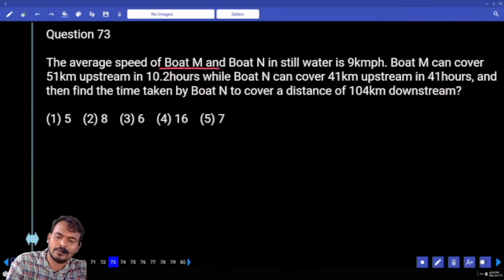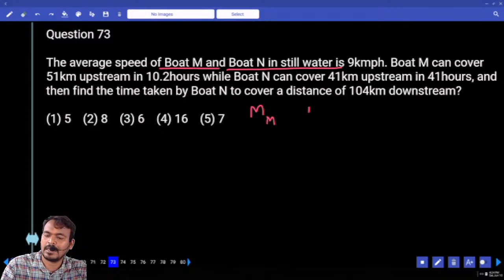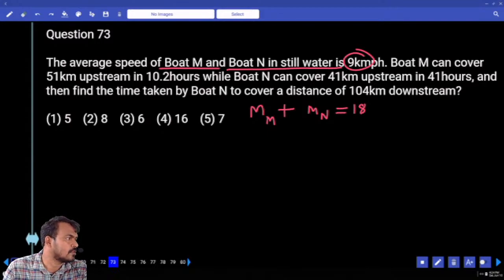The average speed of boats M and N in still water is how much? 9 km per hour. Normally speed of the boat means M, but here there are two boats, one is M, another one is N. These two averages are given as 9, then the sum will be 18. Next, boat M can cover 51 kilometers upstream in how many hours?